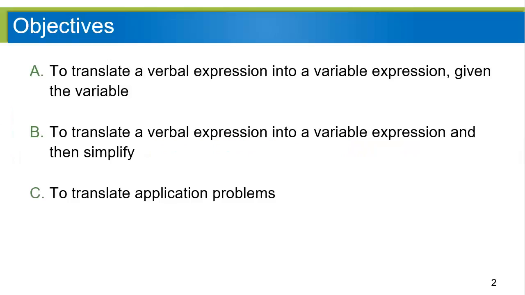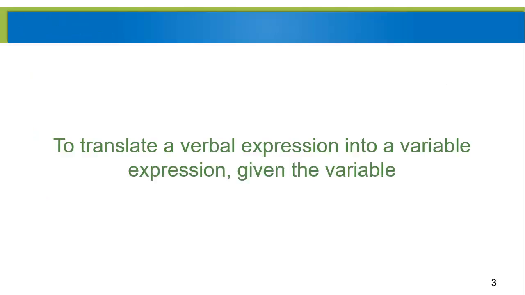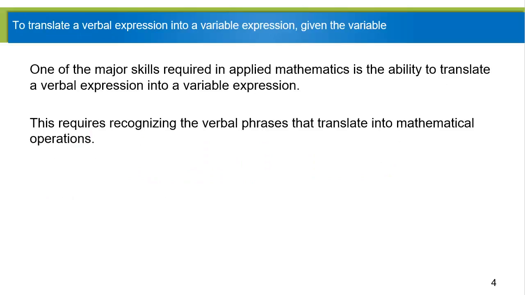So here are our three objectives. We want to translate a verbal expression given the variable. We want to translate a verbal expression and then simplify. And then we want to be able to translate application problems. That's the biggie, right? It's going to culminate in part C. So let's start with the easy ones, given the variable.